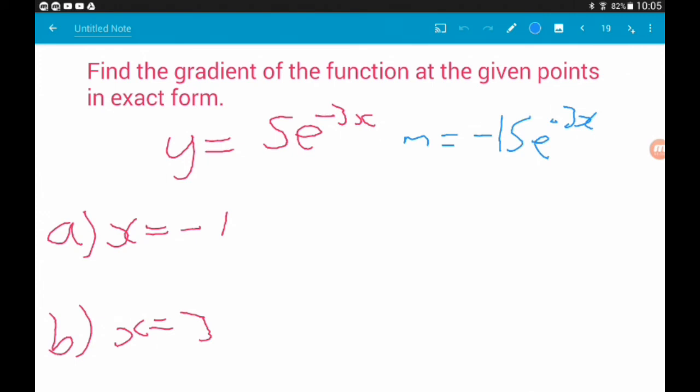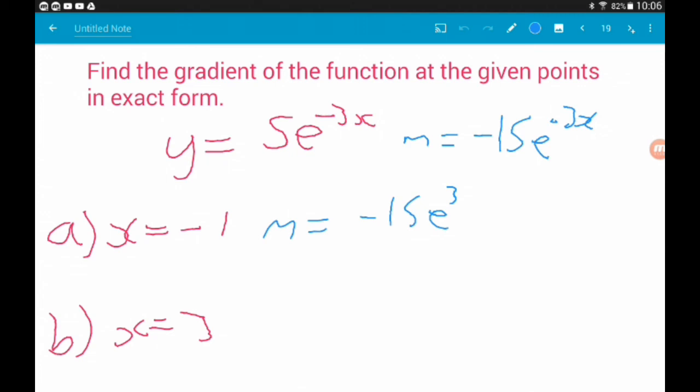So first of all, we want the gradient at x equals minus 1. So that's going to be minus 15 e to the minus 3 times minus 1. So that's going to be to the positive 3. So minus 15 e to the 3.